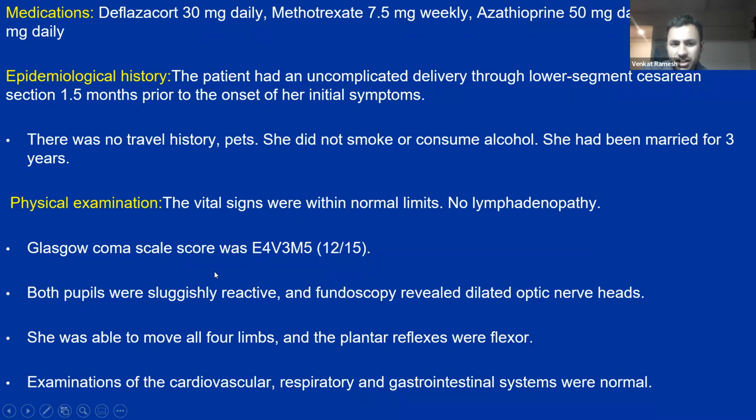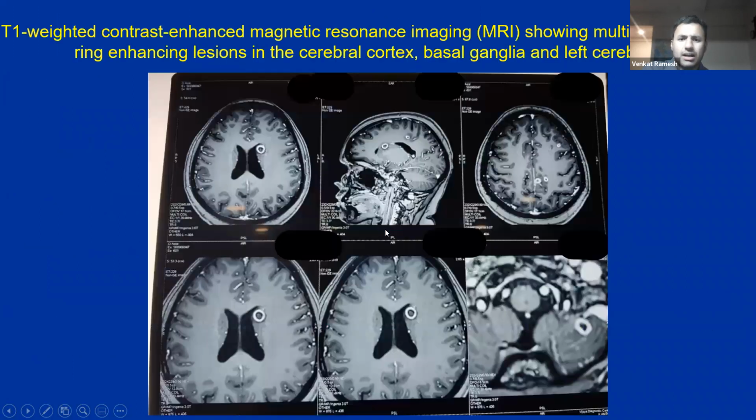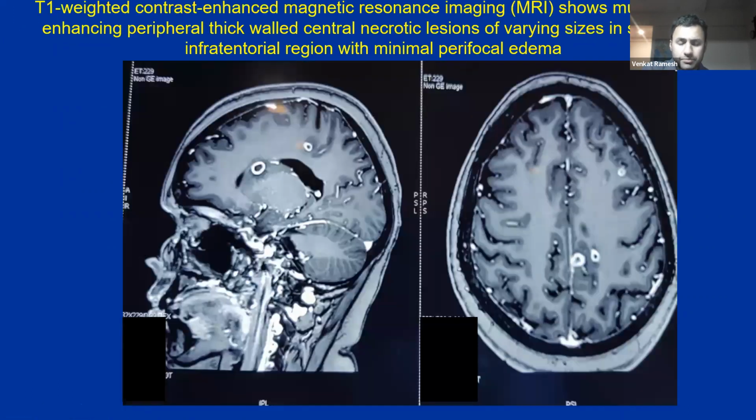When she came in, she was quite sick with a poor Glasgow Coma Scale score. Pupils were sluggishly reactive, and there was some evidence of papilledema. I'll just go straight to the MRI imaging. Testing for HIV was negative. Tuberculin skin test was positive. And you can see these multiple ring enhancing lesions on MRI in the cerebral cortex, basal ganglia, and left cerebellum.